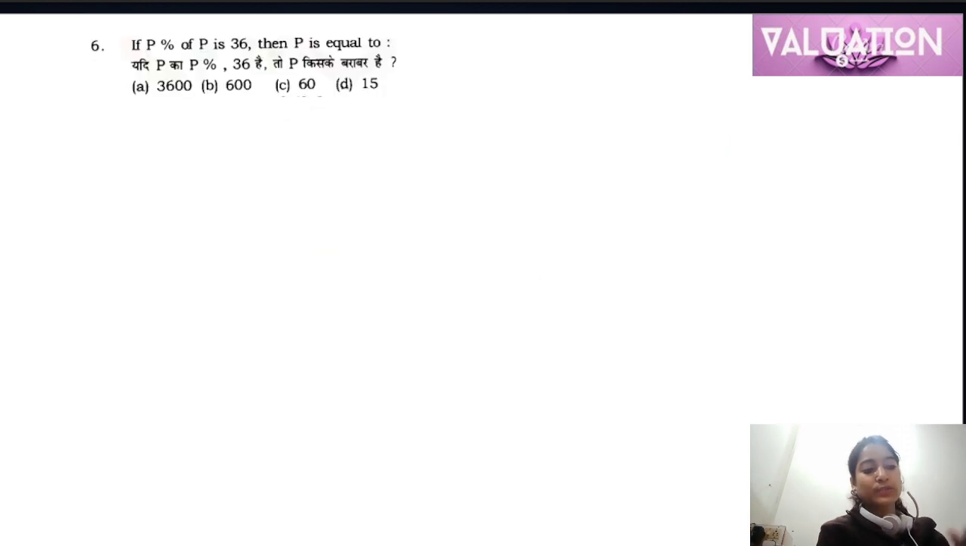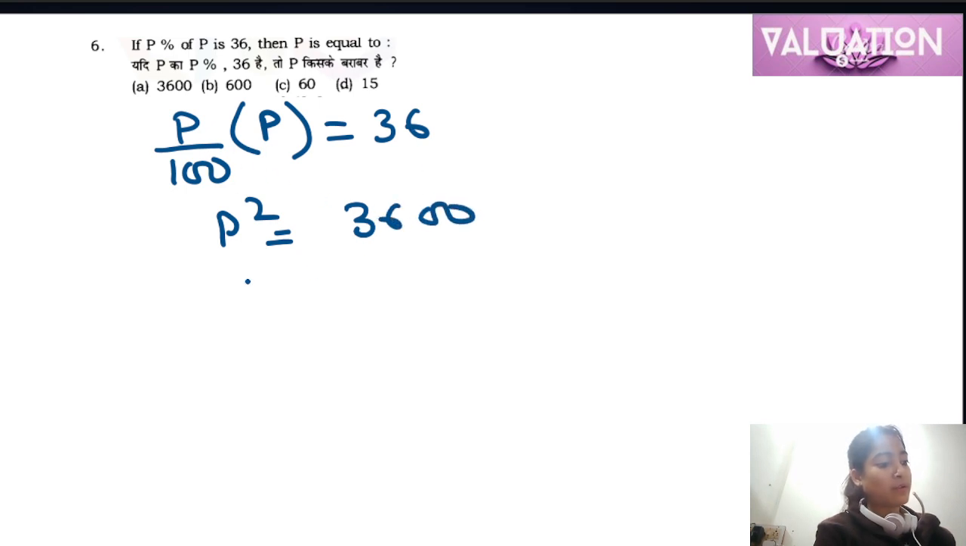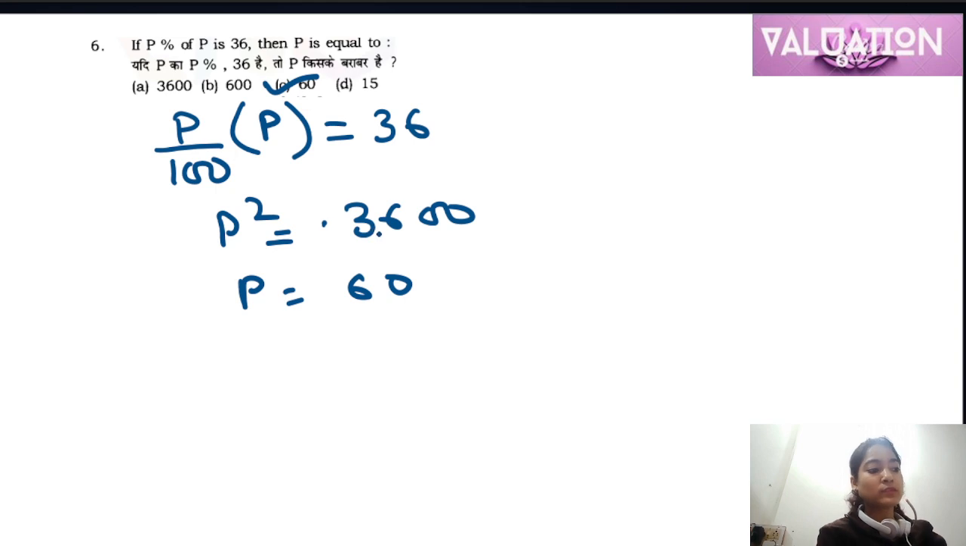Let's move to the next question. If p% of p is 36, then p is equal to, we have to simply find the value of p. So p square over 100 is equal to 36. So p is equal to the square root of 3600. So we will get 60. So the correct answer is 60.